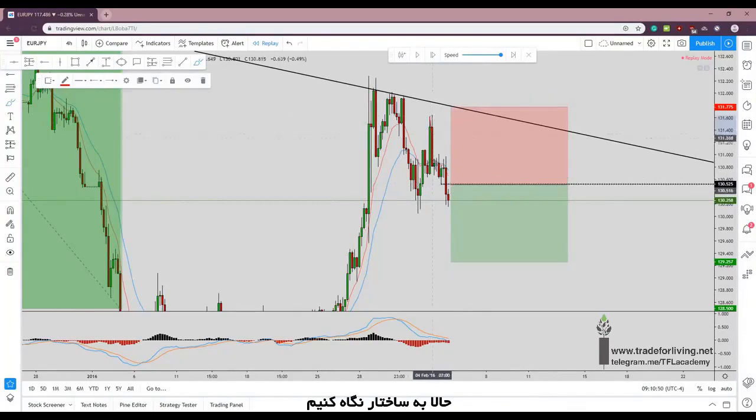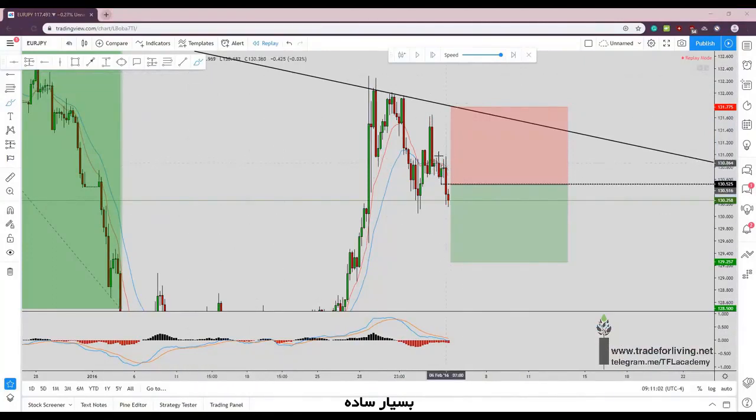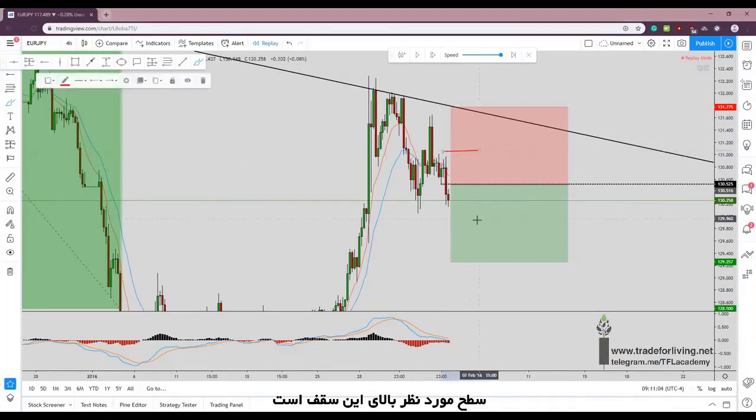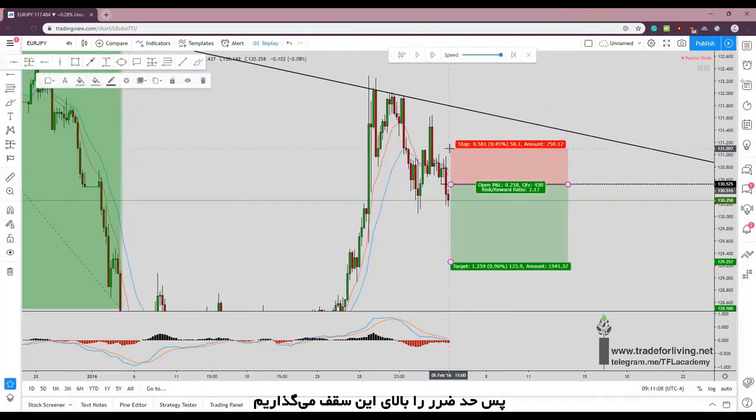Let's look at the structure. The market goes down, up, down. So where will be basically the high above which I want to put my stop loss? Very simple. My level at which I want to put my stop loss is above this high. So let's put our stop loss above this high.